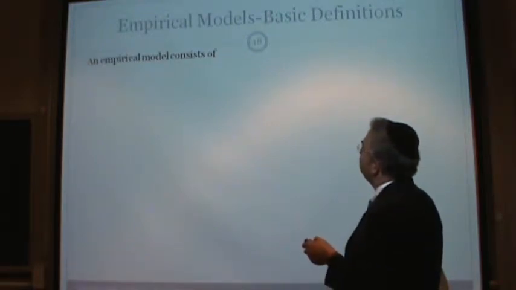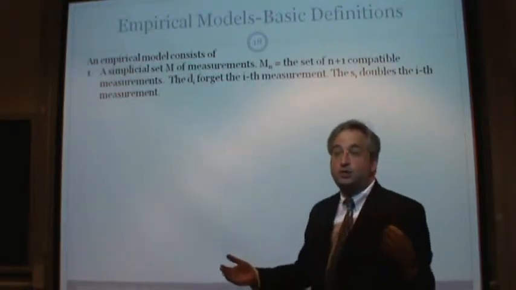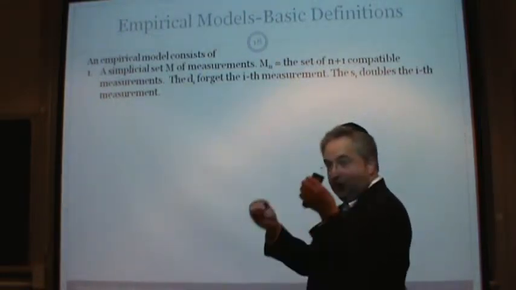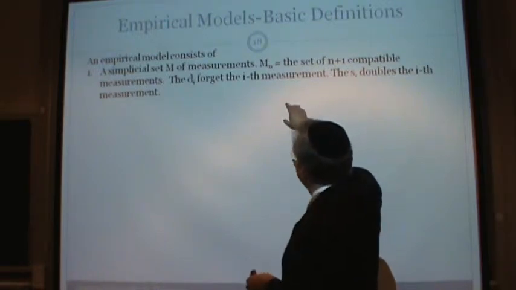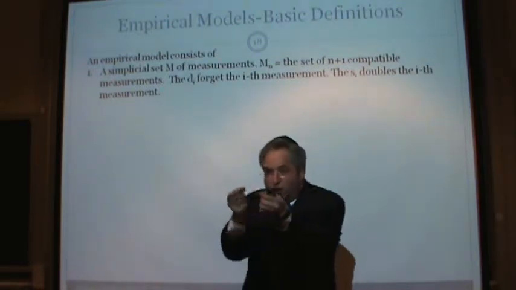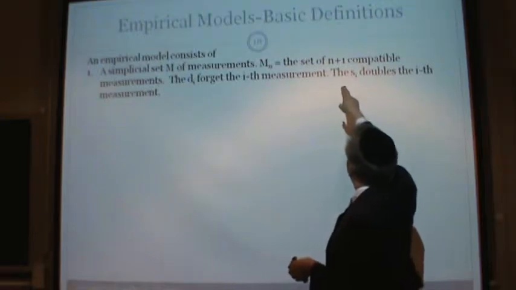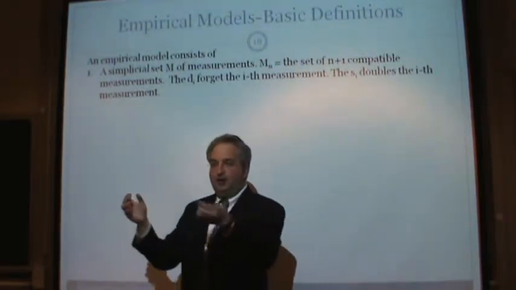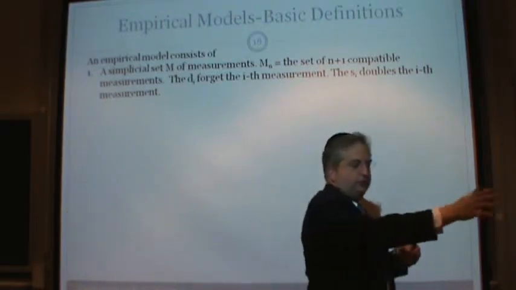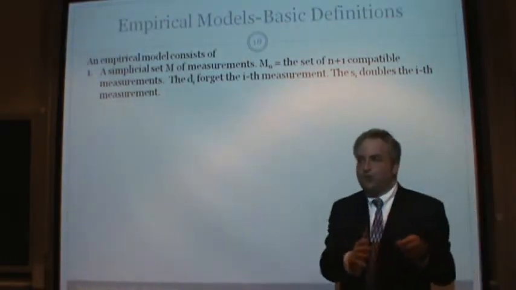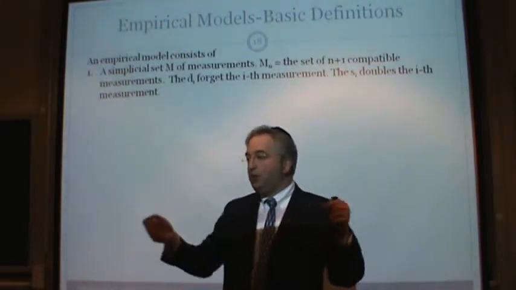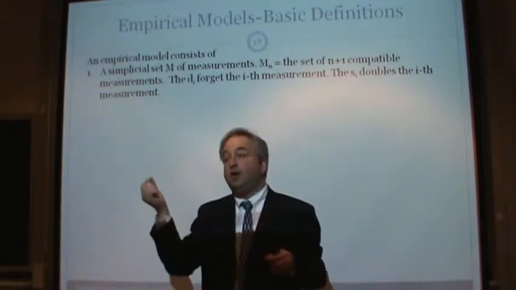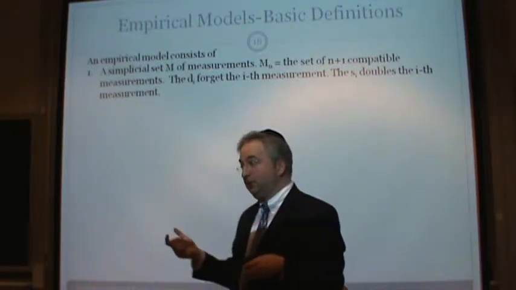The empirical model consists of, okay, so now formal definitions. What are we talking about? A simplicial set M of measurements. You're going to have a set of measurements. It's going to be a simplicial set. Now I've got to tell you what each one of the things are. Mn consists of the set of n plus 1 compatible measurements. In other words, if you have Ann, Bob, Carol, Donna, 4 different people, and each one of them is doing a measurement, are they compatible? Yes or no. If they're all 4 compatible, then you have a triangle to describe it.